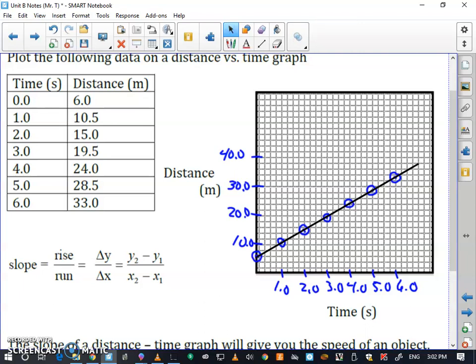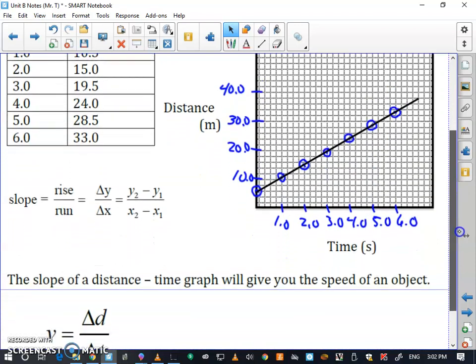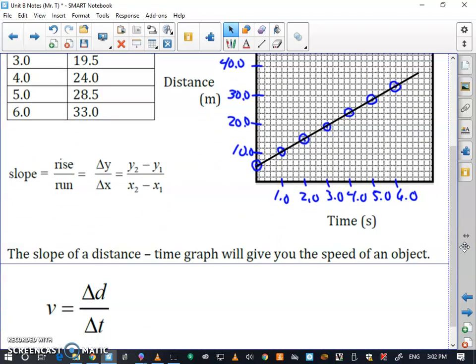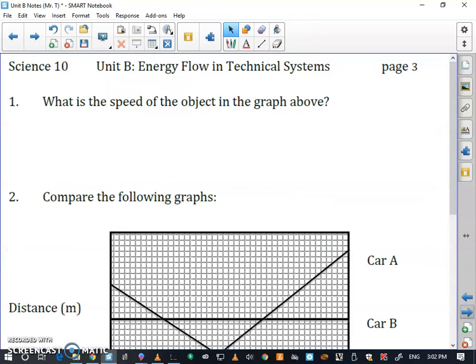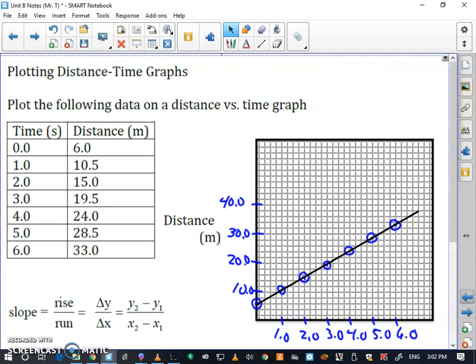Okay? Now when you do a slope of this kind of graph, then really what you're doing is you're finding out the speed of an object. So I can do the slope by using some of the points that it's going through here. Okay? All right, speed of the object in the graph above. So let's take a look at this page here and get the speed.